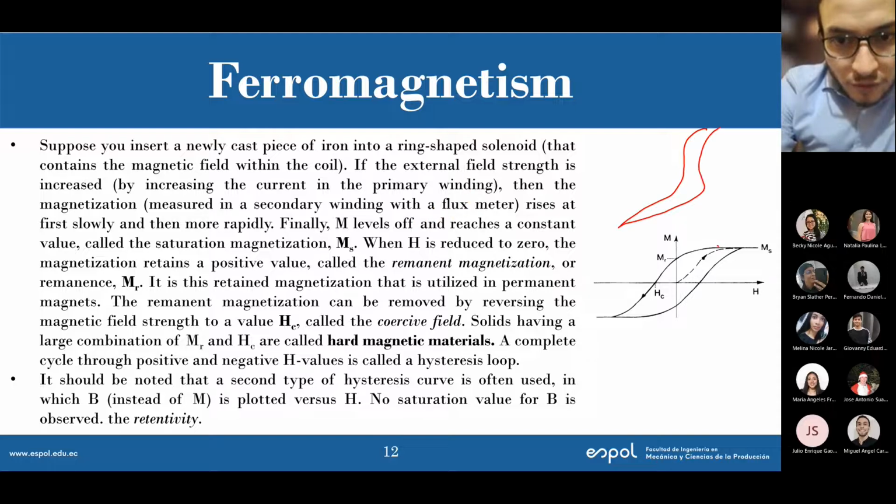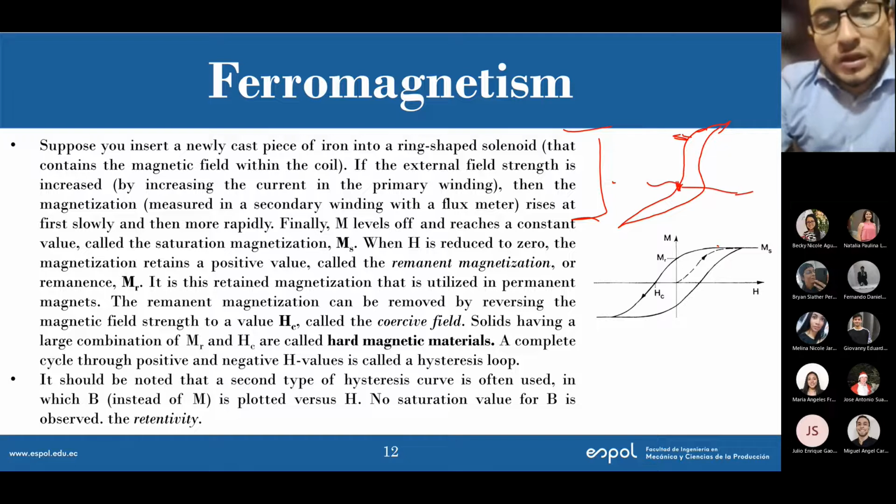I'm terrible at drawing, but they have something like that. So it's a tall loop, but it's not wide. So it's very easy for them to come back from this remanent magnetization to this coercive field value, right? Very easy. So that's why they're called soft magnets, right?